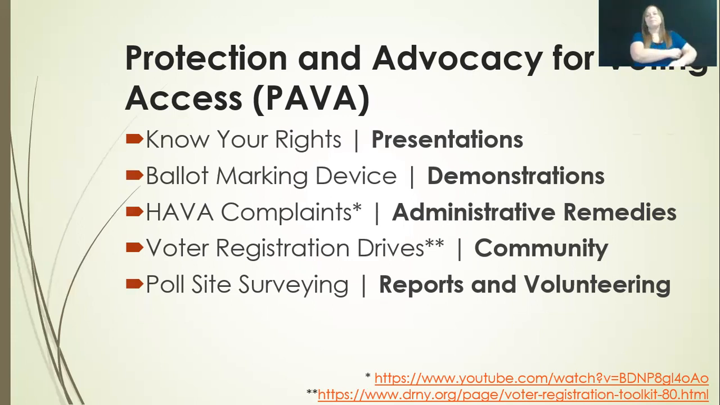And then last but not least, the voting access team, we do poll site surveying. So we go to polling places on election day and during early voting and survey them to make sure that they are accessible. We go out with our measuring tape and we have a survey that we fill out and we go through our checks and make sure that everything is as it should be, that the doorways are wide enough, that there are ramps where there need to be ramps, that the parking is correct, that the poll site is set up in a way that people who use mobility devices are able to independently navigate.